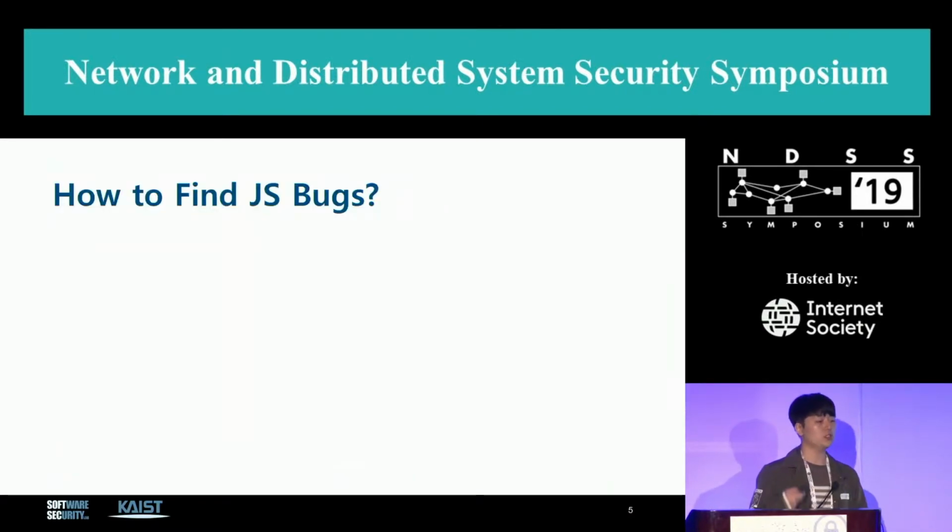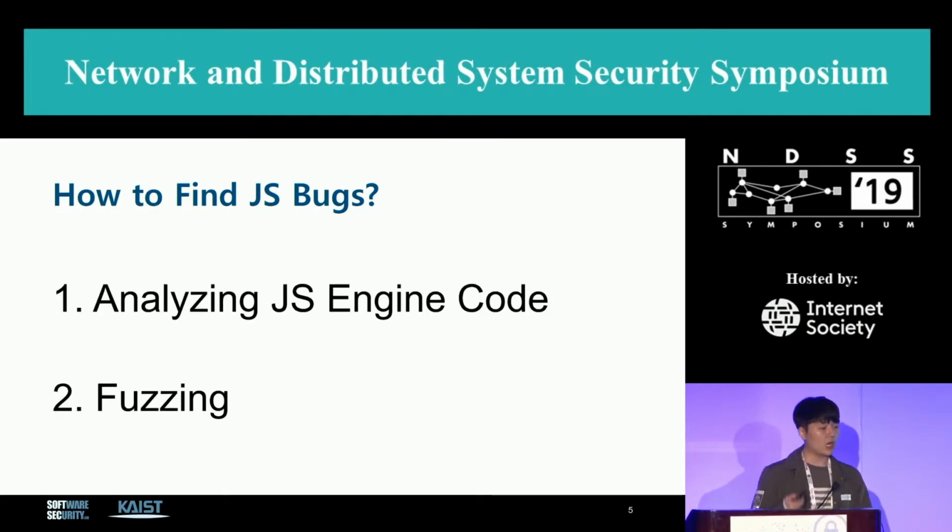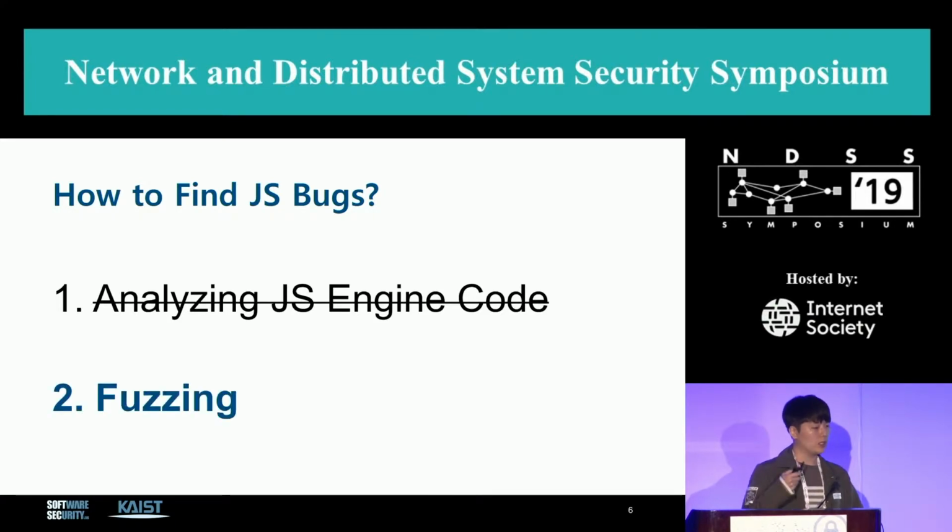So our research goal is to automatically find JavaScript bugs. There are mainly two existing methods: code-based analysis and fuzzing. Instead of analyzing complicated source code or binary code, fuzzers generate JavaScript code and feed it to the JavaScript engine. Due to its simplicity, fuzzing is the most popular JavaScript bug finding method, so this talk also focuses on fuzzing.